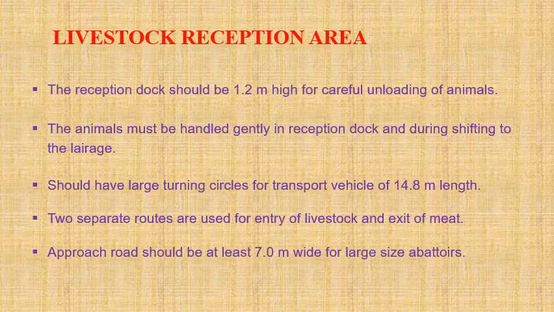So sometimes these vehicles are very big, so they need a larger area for turning. Two separate routes are used for entry of livestock and exit of meat. As I have mentioned earlier, the entry and exit of livestock and meat should be separate. And the approach road should be at least 7 meters wide for large size abattoirs, that is about 20 feet wide. A road should be there around the abattoir.